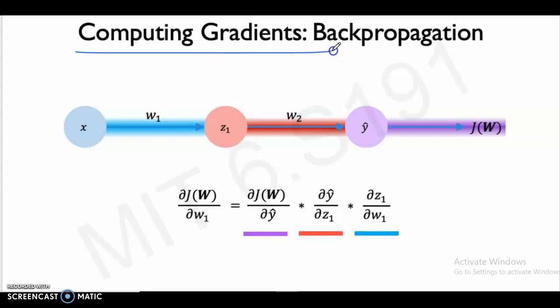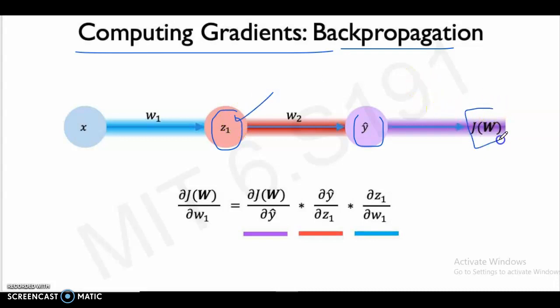Computing gradients: backpropagation. Already we have seen X input, W1 weight 1, W2 weight 2. This is the hidden layer. This is Y cap, the output, and the target output. Z1 is the hidden layer.